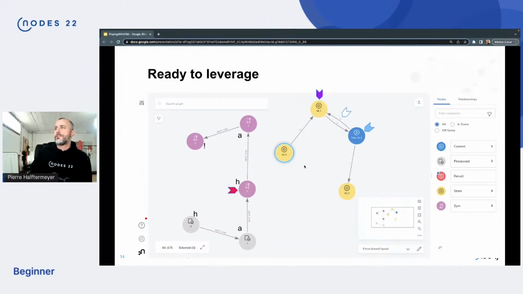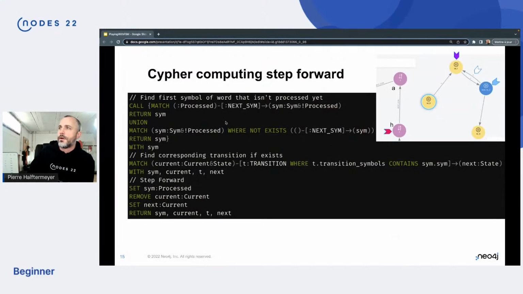And it's really straightforward to write this in Cypher. This is the first unprocessed, maybe the first of all of them, or the first following a processed one. This is the current state. This is the transition that contains the symbol I'm referring to. And this is the next state. When I add this, I can update my current objects in a really easy and straightforward manner with Cypher.